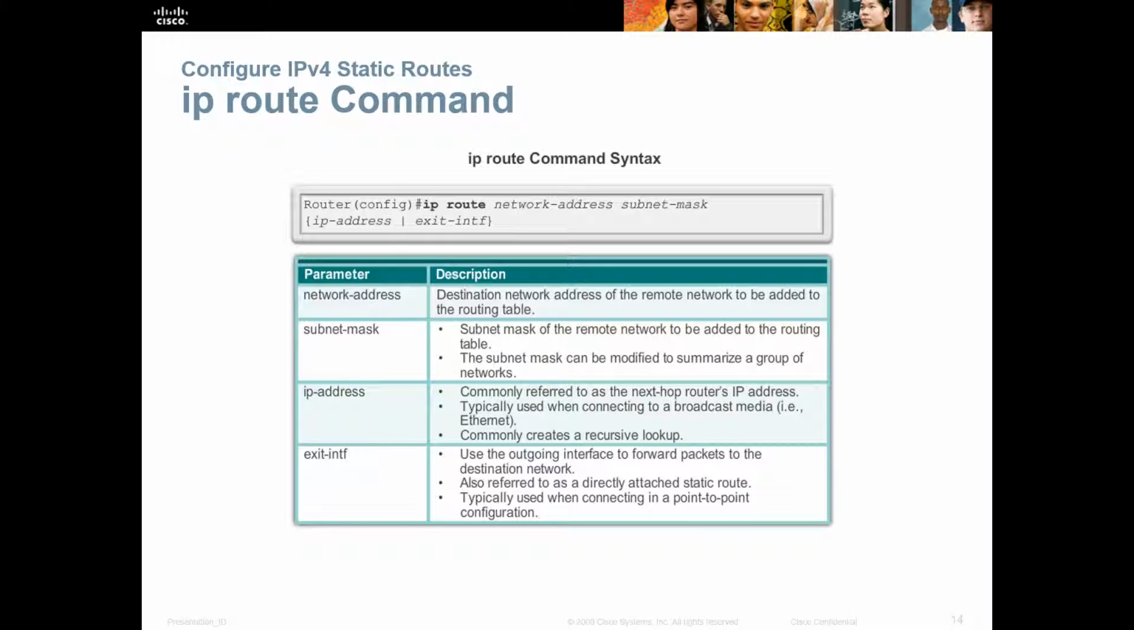So let's get into how we set up our static routes. From global configuration mode, we type ip route, the network address, the network subnet mask, and either the IP address of the next hop or an exit interface. The network address is going to be the network ID. The subnet mask will be the subnet mask for that network. Then the IP address of the next hop, or an exit interface.